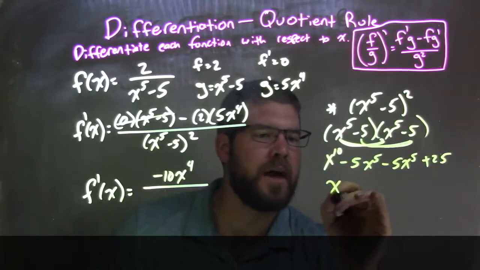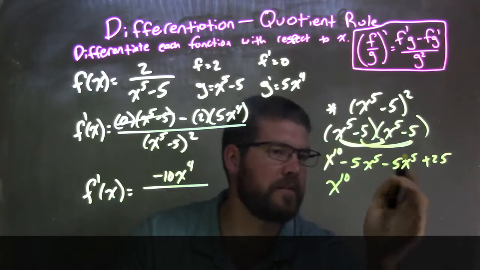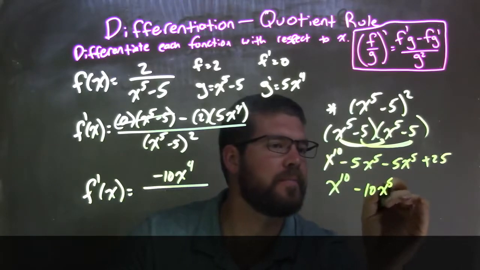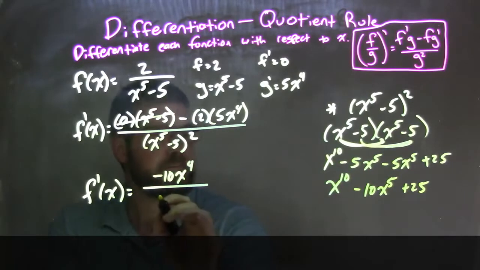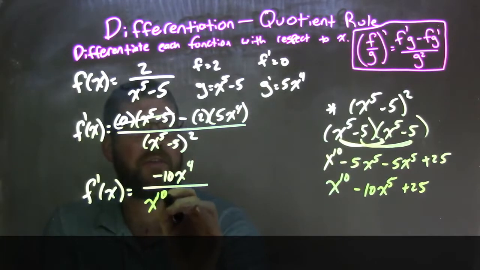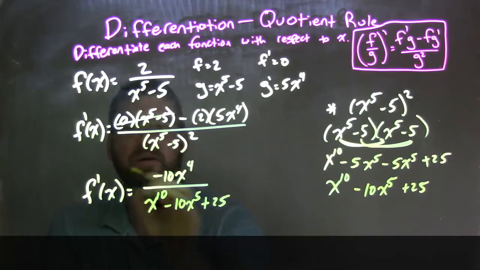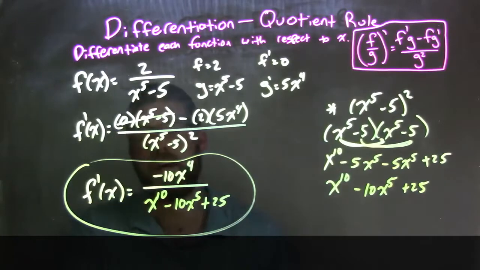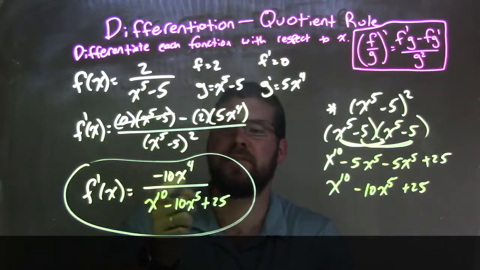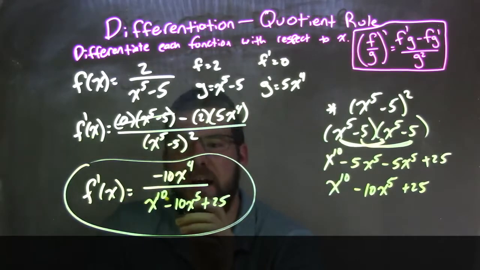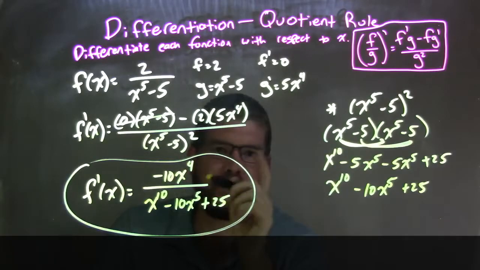We keep continuing this. x to the 10th, simplifying here. Negative 5x to the 5th minus 5x to the 5th is negative 10x to the 5th. And we have plus 25. So there we go, I can write that down here: x to the 10th minus 10x to the 5th plus 25. And there we have it. We can't simplify it anymore, so this is our final answer here. f prime of x is equal to negative 10x to the 4th all over x to the 10th minus 10x to the 5th plus 25.